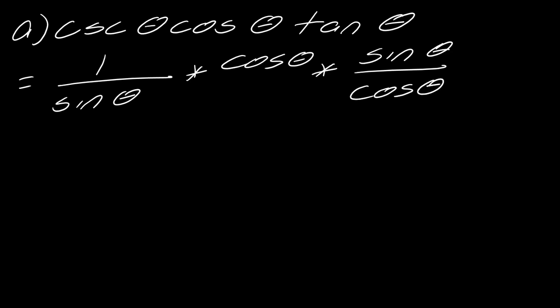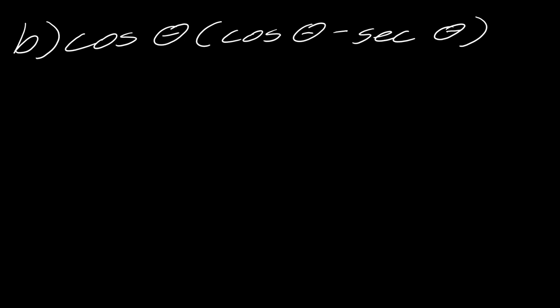And then from here, it really wants us to simplify as much as we can. And you'll notice the sines cancel out, cosines cancel out. So I'm just left with 1. So in this case, after I write everything out, that's all I'm left with. And so that's totally fine. Okay, so let's compare that then to this other question. Cosine theta times cosine theta minus secant theta.